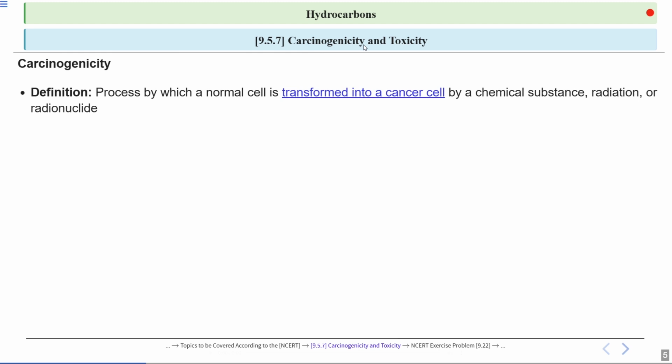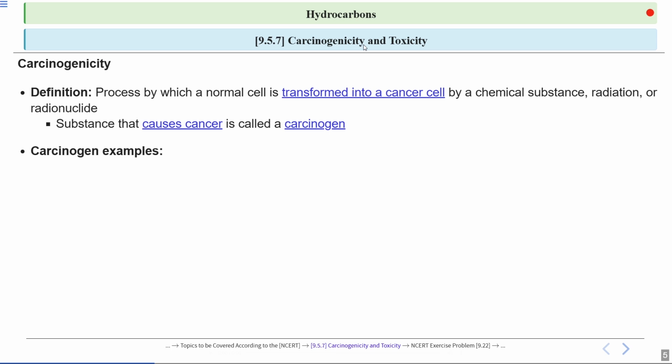Carcinogenicity is the process by which a normal cell is transformed into a cancerous cell, and this can happen because of a chemical substance, radiation, or something radioactive. It is important to understand that this transformation is what leads to cancer. Notice the term carcinogen: a carcinogen is any substance that causes cancer. If you hear about a chemical or agent being a carcinogen, it means it has the potential to trigger this dangerous transformation of cells into cancerous cells.